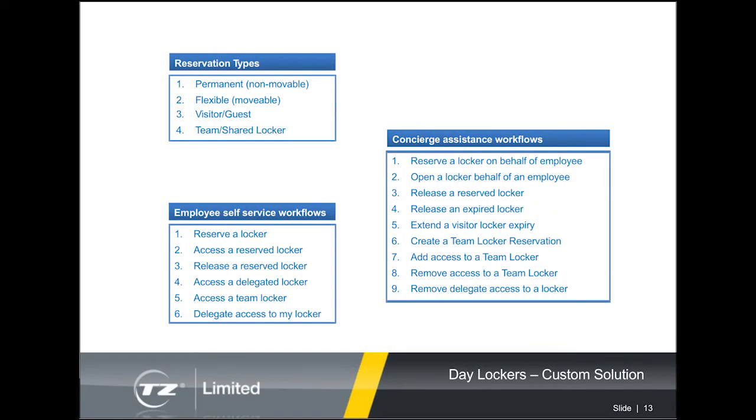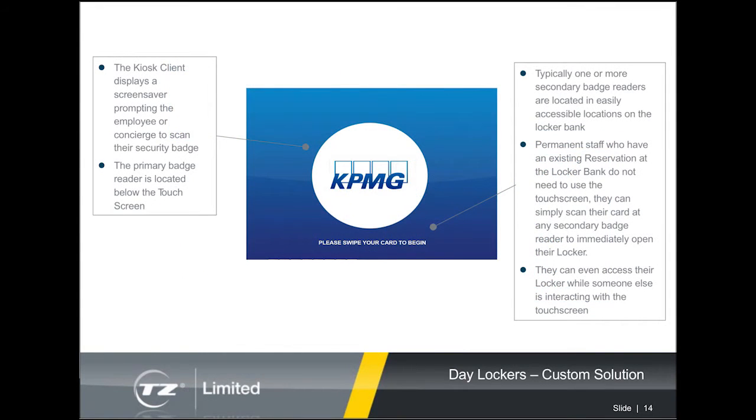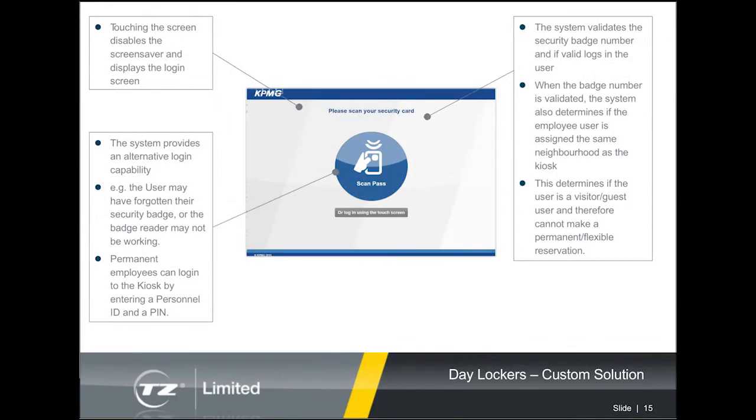In terms of system capabilities, the KPMG custom solution involved the ability to satisfy the following. The screensaver screen displays a message prompting the employee to scan their security badge, and the badge reader is typically located below the touchscreen. Touching the screen disables the screensaver and displays the login screen. The user is validated as either being an employee or a concierge.